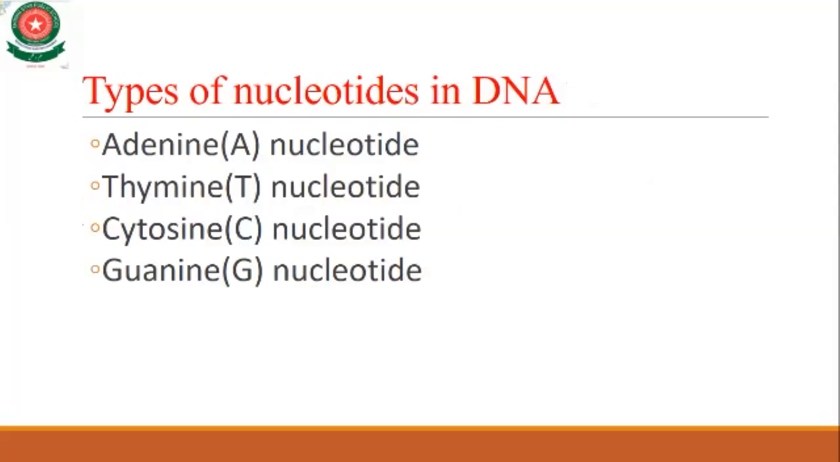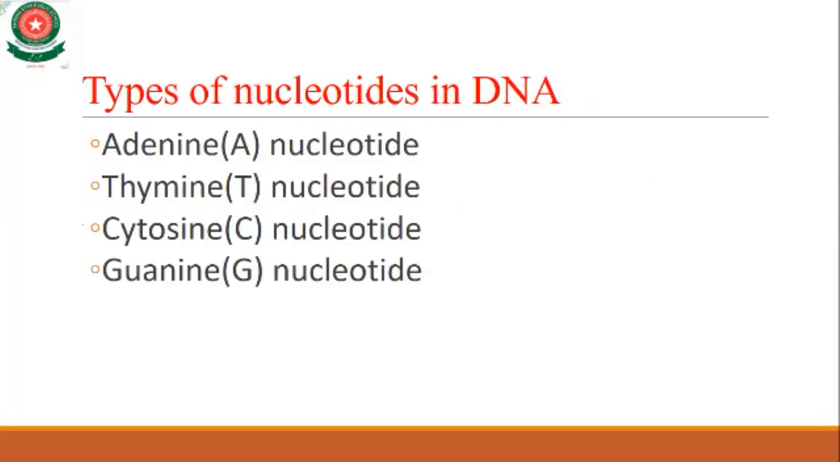There are 4 types of nucleotides in DNA. DNA stands for deoxyribonucleic acid. The first type is the adenine nucleotide. The symbol of adenine is shown in brackets: capital A. Adenine nucleotide.